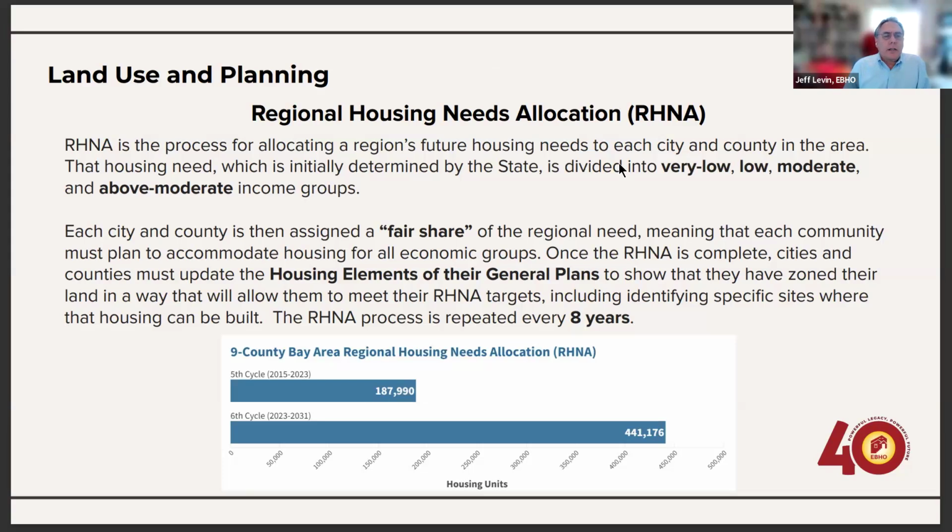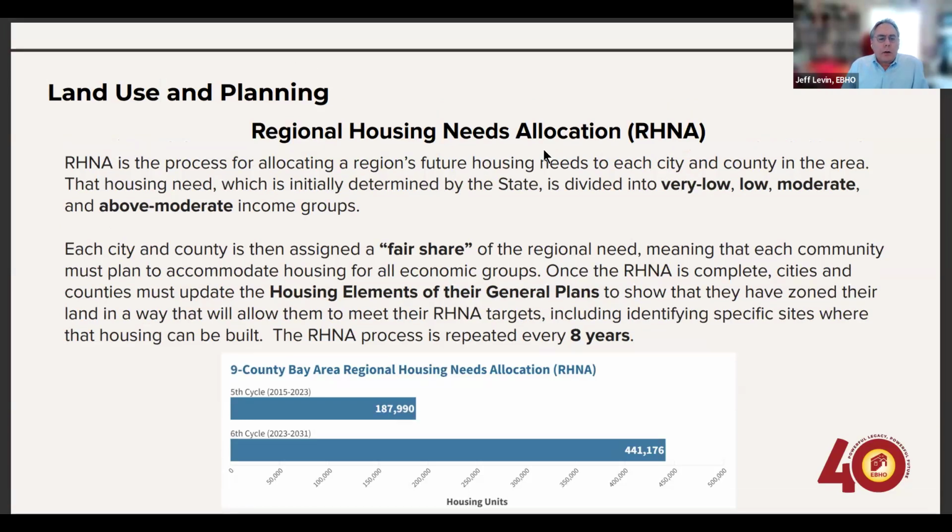And so cities and counties will then have to show that they have enough sites to accommodate those needs for all economic levels, and for very low and low income housing in most places in the Bay Area, and certainly in both Alameda and Contra Costa County. In order for a site to be suitable for lower income housing, it has to allow at least 30 units to the acre to be a suitable site. There are a bunch of other requirements as well, but this is a really critical and important one.